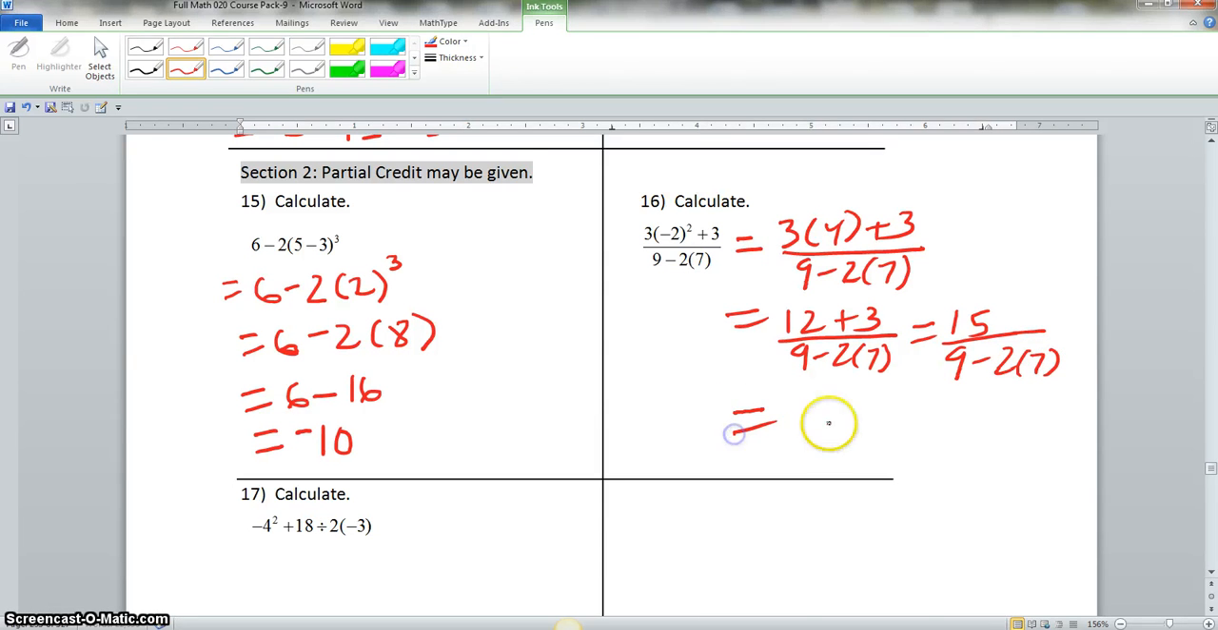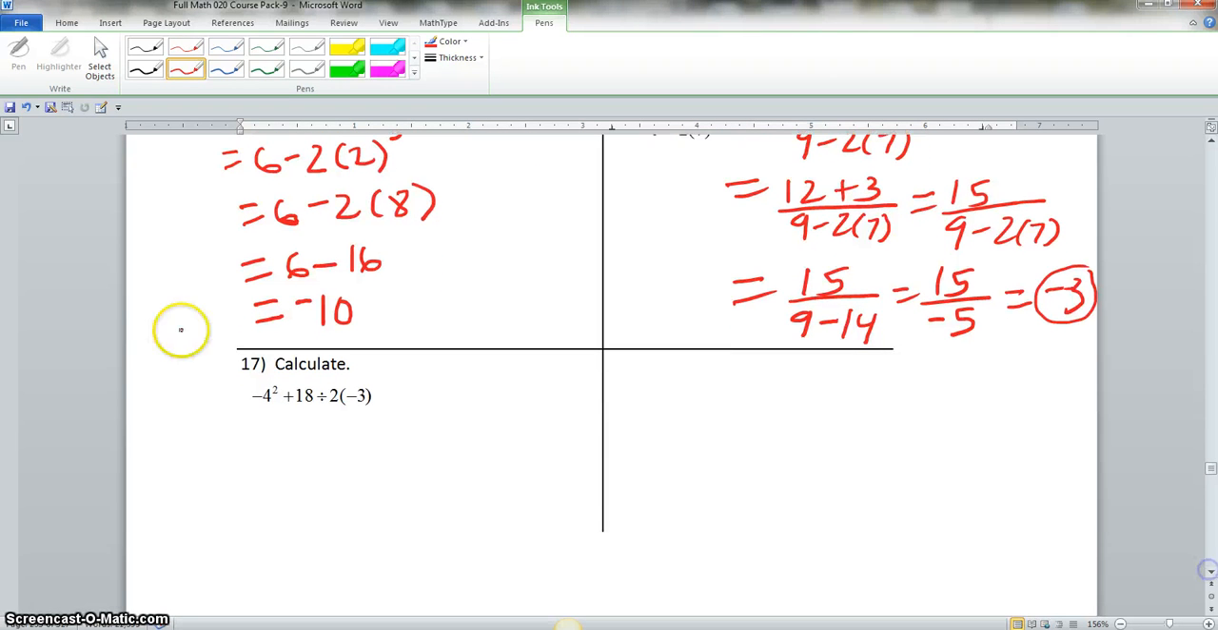Now in our denominator, we have subtraction and multiplication. We do the multiplication first. So we have 9. A minus 2 times 7 will give us minus 14. And we have 15 over 9 minus 14. We know we're going to end up with 5. But the sign that we would take is in front of the 14, which would be negative. Now we know a positive 15 divided by a negative 5 will give us a negative 3. And that is our answer.